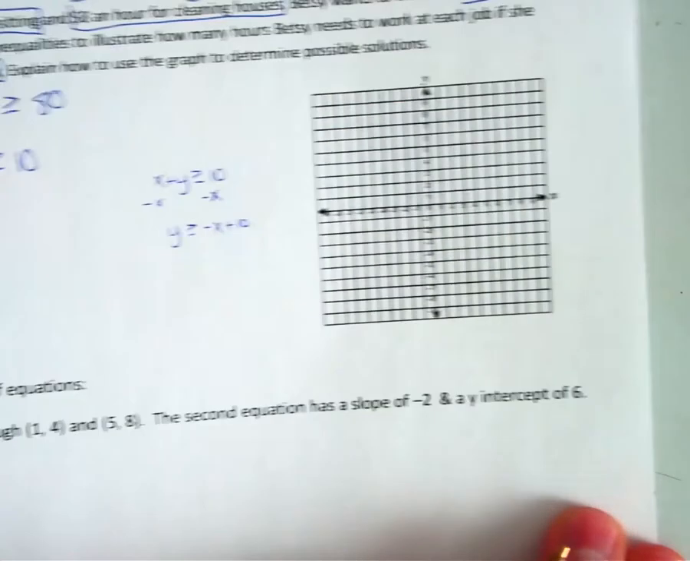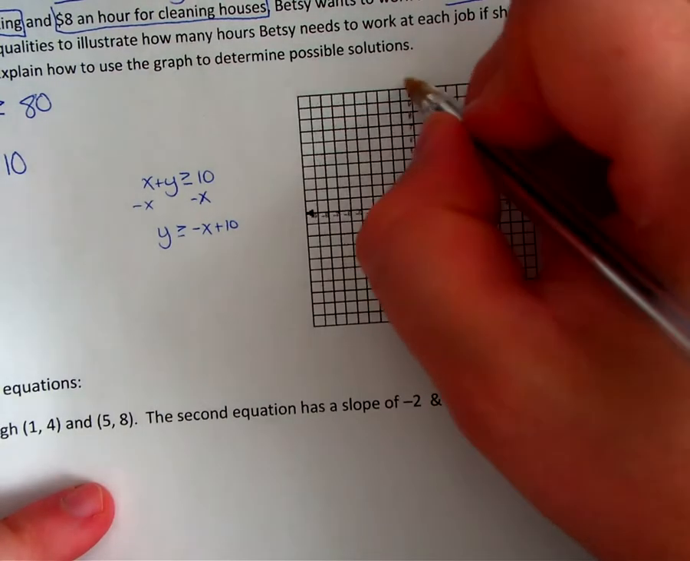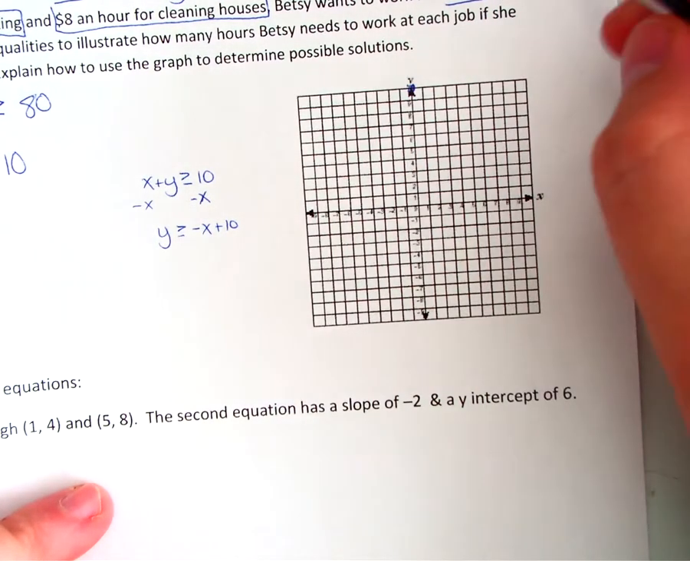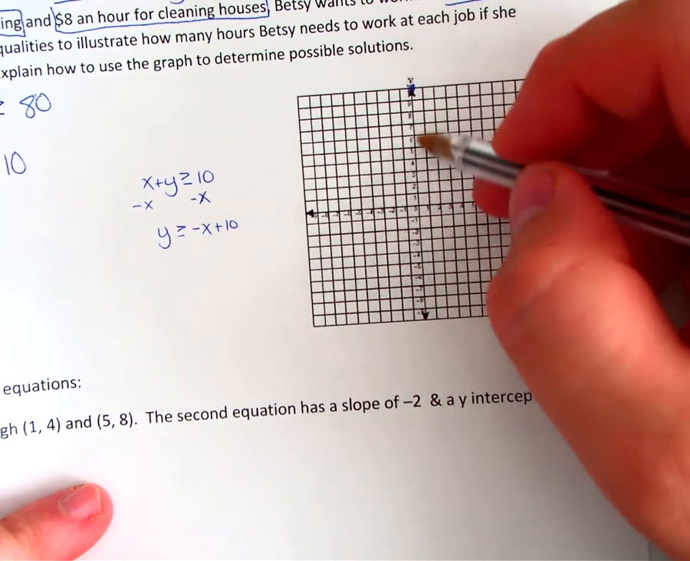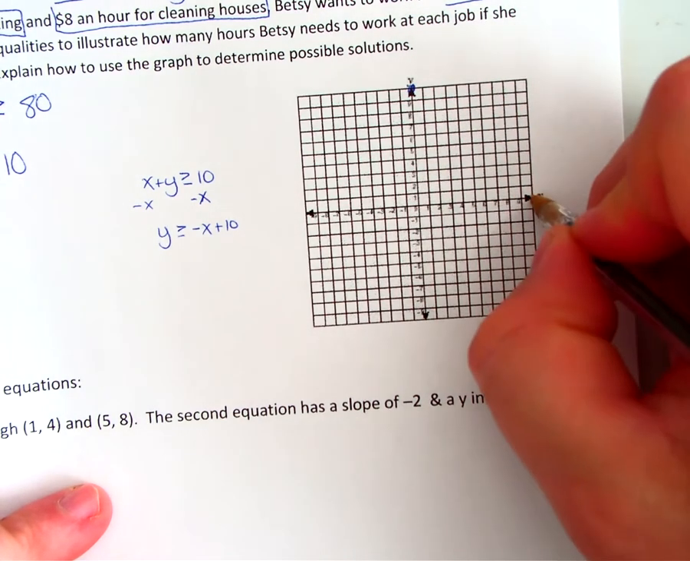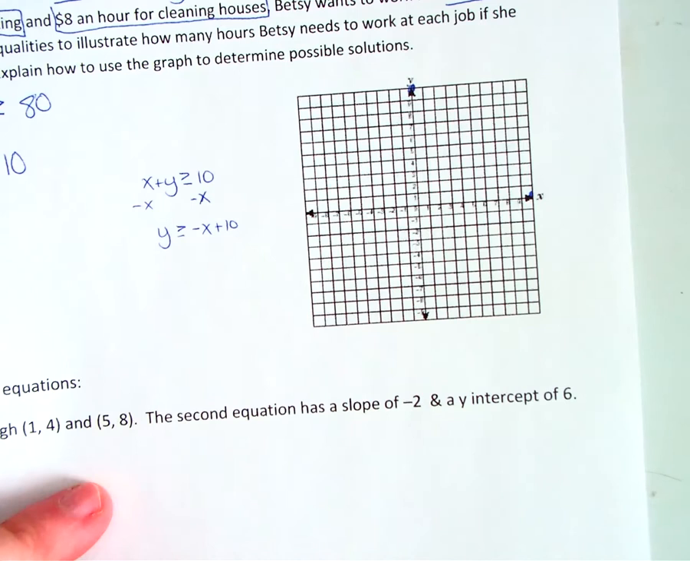So my intercept is 10. It's going to be way up there. And we have a -1 slope. So we're coming down over 1. So we're going to go from corner to corner.